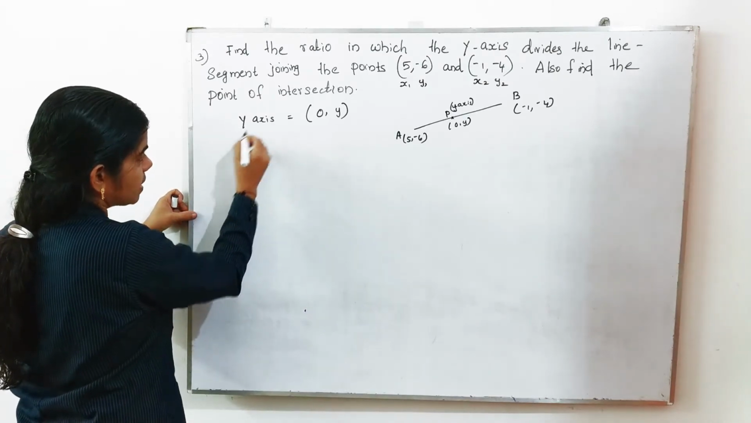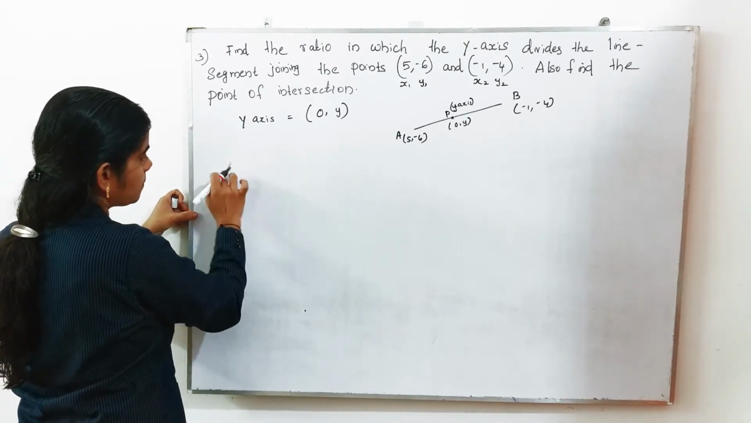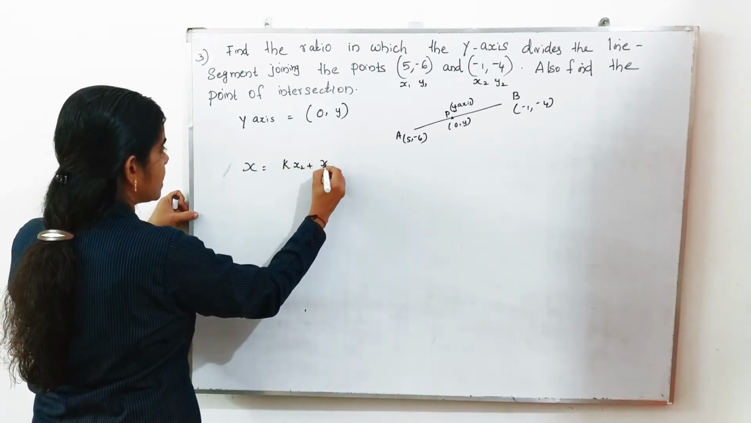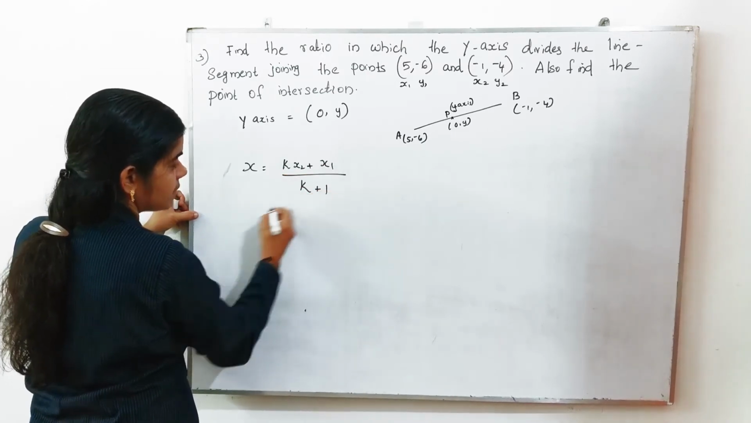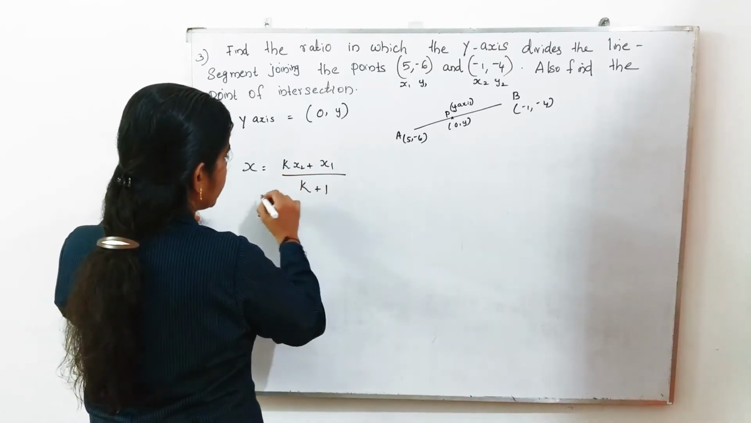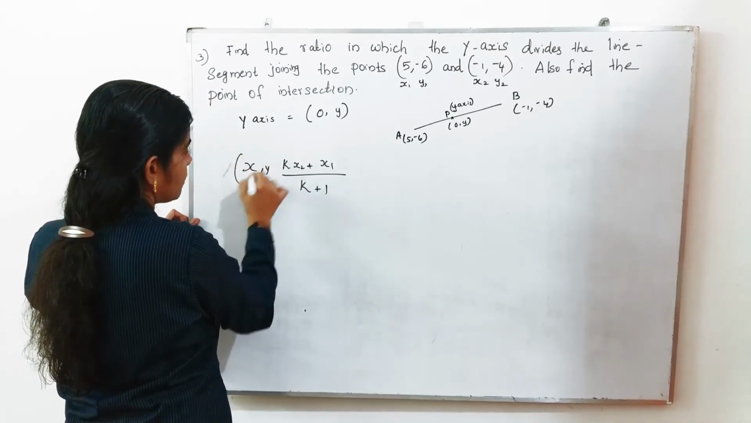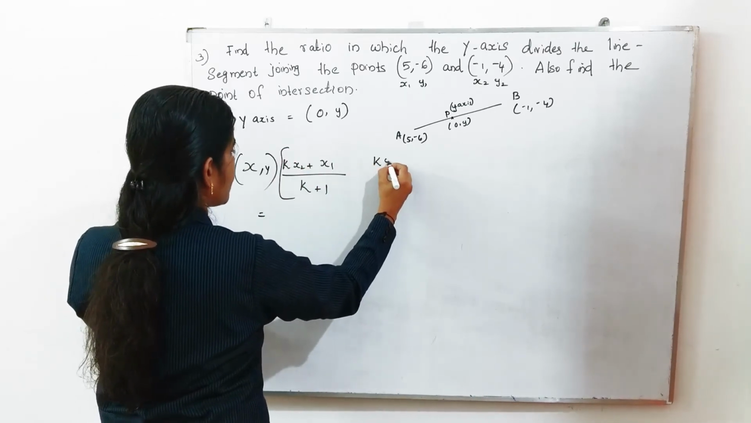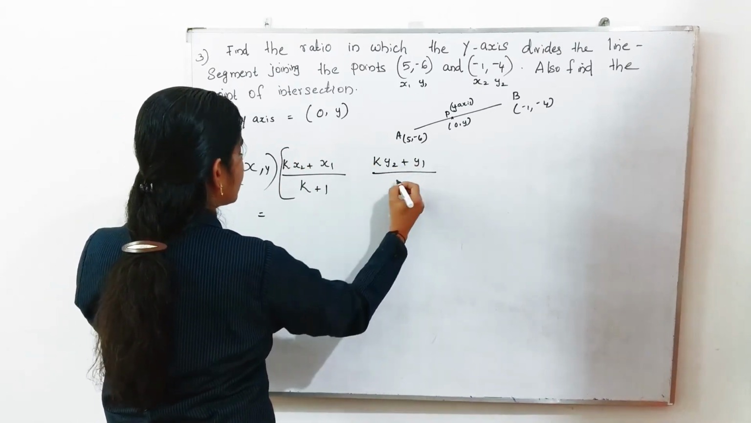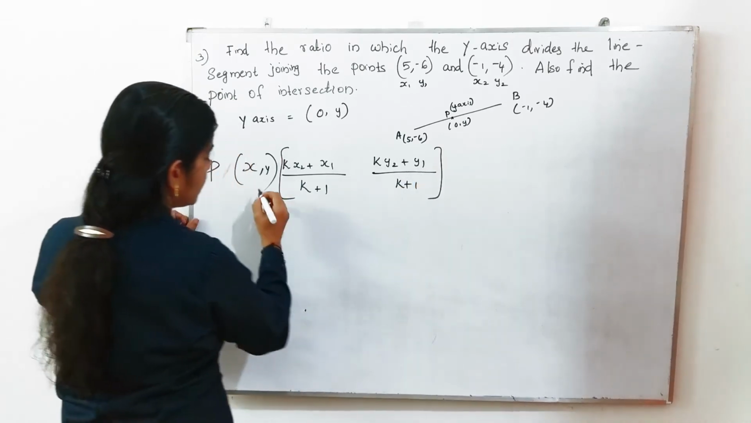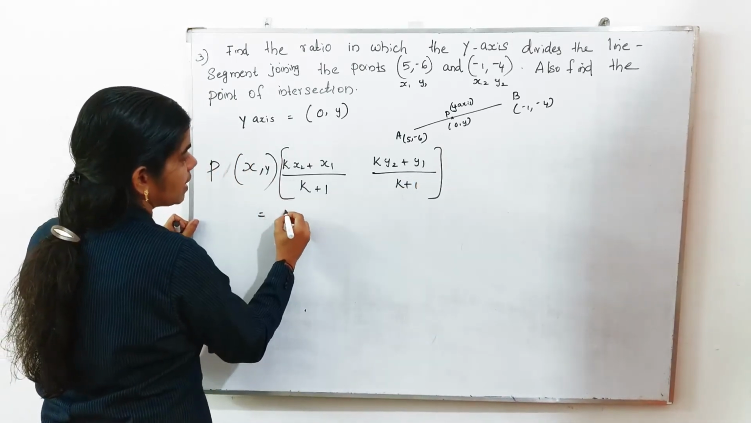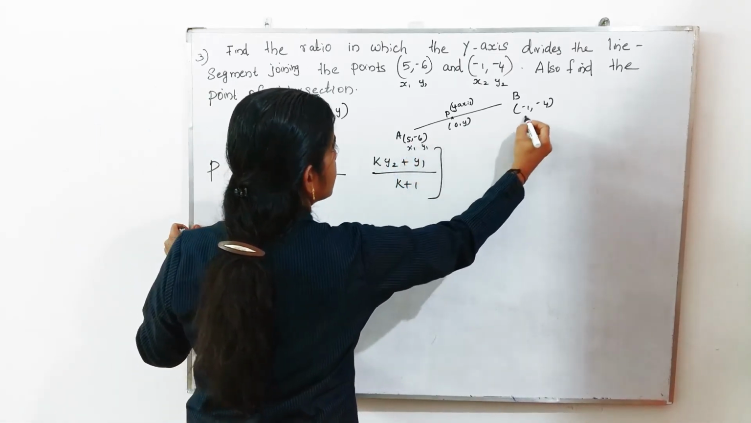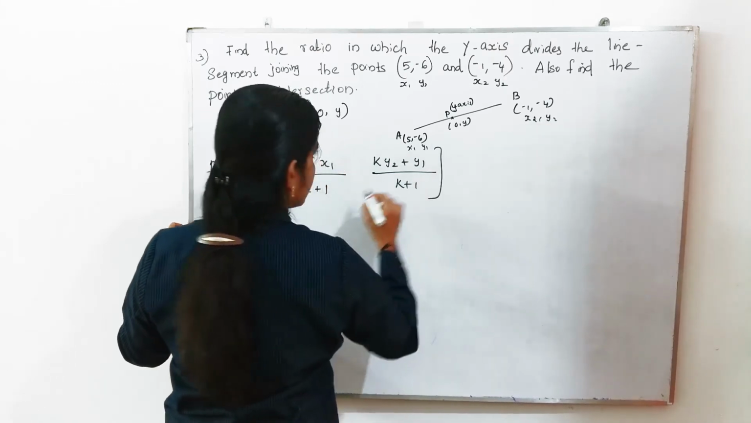Then you already know that the x coordinate will be x is equal to (k x2 + x1) divided by (k + 1). Then we can write the y coordinate of P, that is equal to (k y2 + y1) divided by (k + 1). Then we can substitute the values. K into x2, what is the value here? This will be x1, y1. This will be x2, y2.